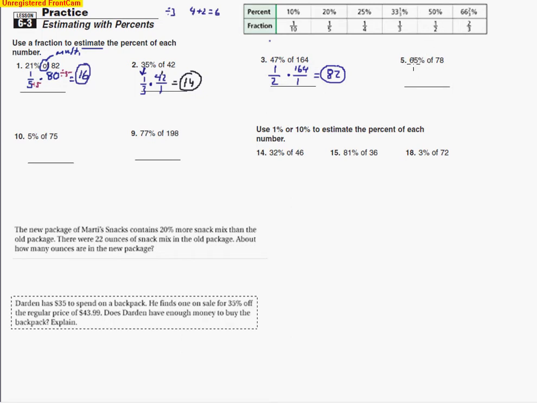65%, what's that close to? Well, looking at the chart right here, 66 2/3 is close to 2/3. So this is a little bit tougher fraction to deal with because we have a number on top of the fraction. So let's try figuring this one out. Well, let's take a look at this 78.